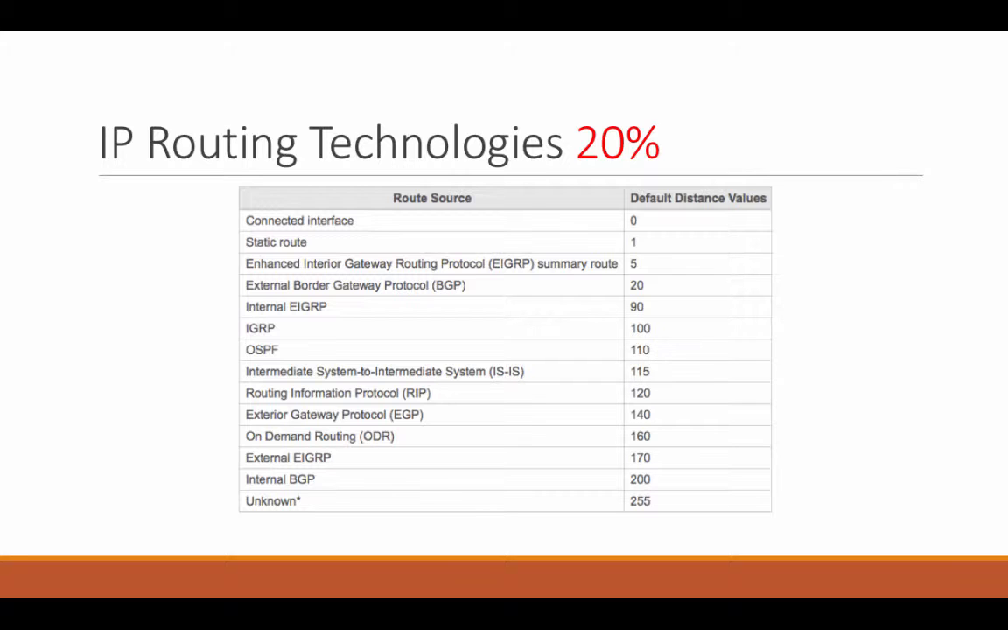So if you look at this table here, a directly connected interface has a distance of 0, a static route is 1, EIGRP is 5, BGP is 20, internal EIGRP is 90, IGRP is 100, OSPF is 100, IS-IS is 115. These are all defaults, by the way. RIP is 120, EGP 140, on-demand routing 160, external EIGRP 170, internal 200, and everything else is 255. So the administrative distance of 255 means the router doesn't believe the source of that route and doesn't think it's actually going to reach its destination.